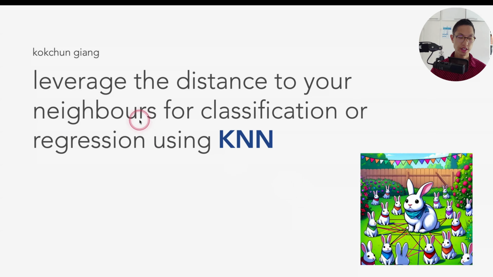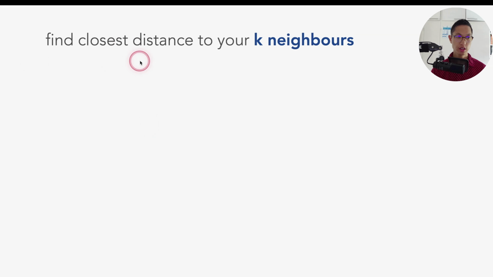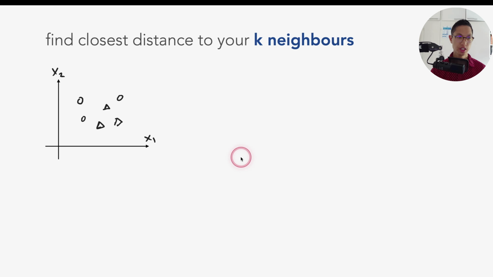Here I am in the slides. Leverage the distance to your neighbors for classification or regression using KNN. Find closest distance to your K neighbors. We start with a Cartesian coordinate system here. We have x1 and x2. These are two different features. And then we have different labels here, circles and triangles. Then we have a cross here. This is a new sample. How do we classify it?